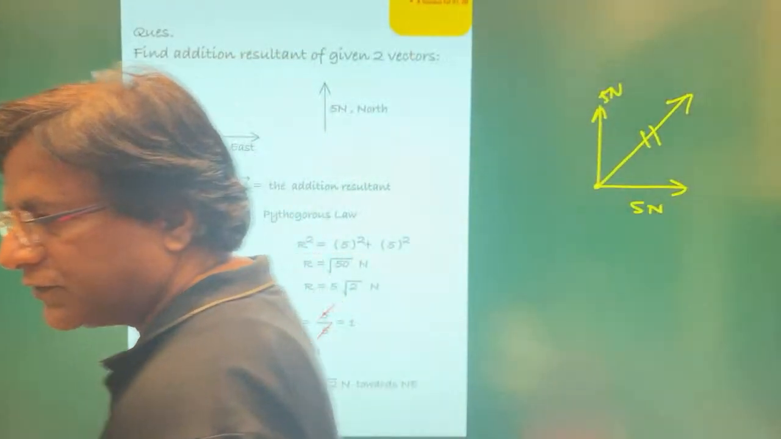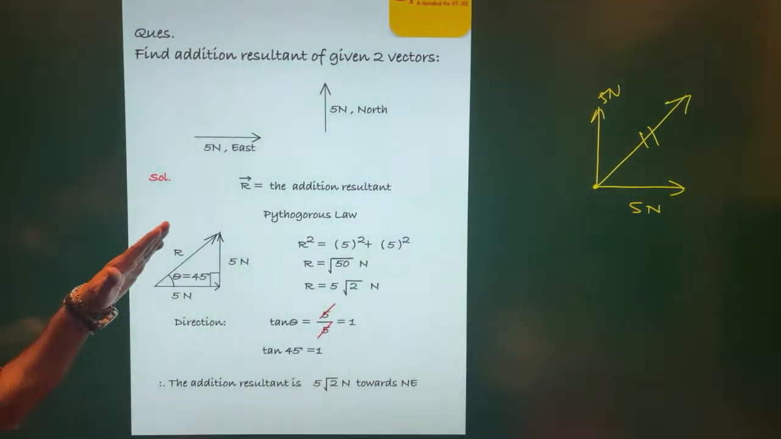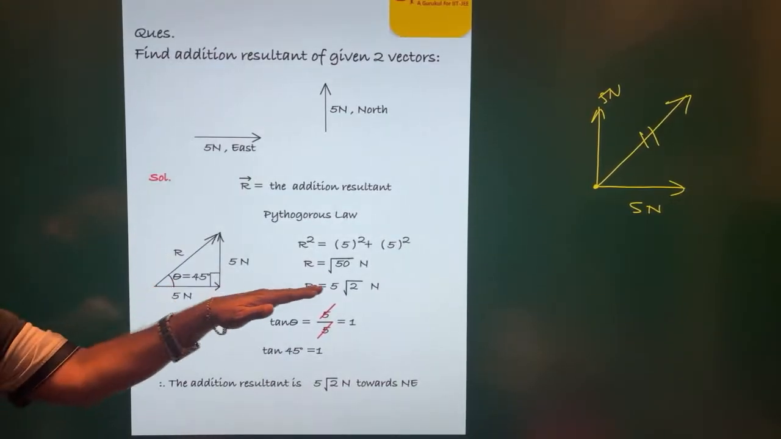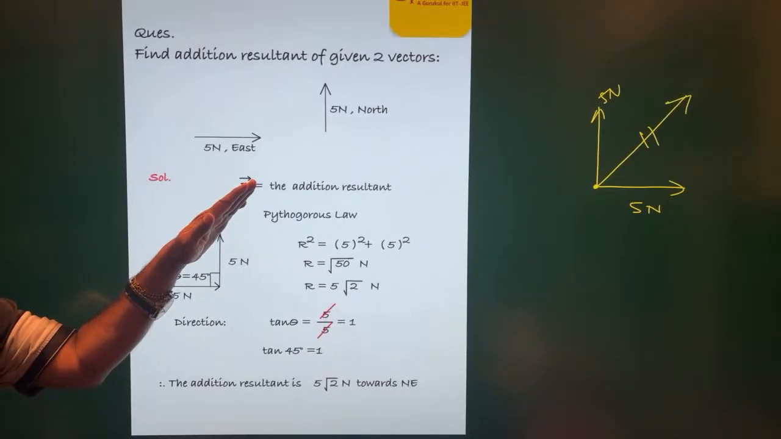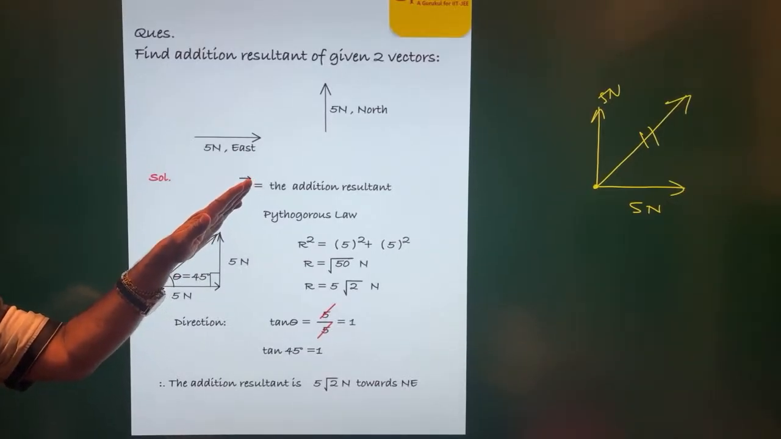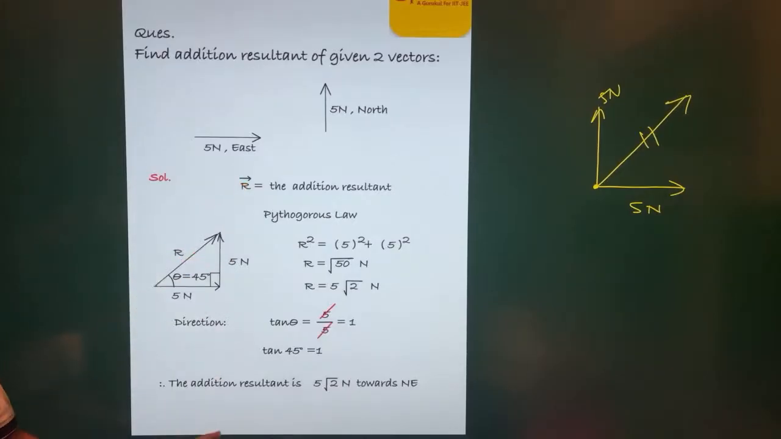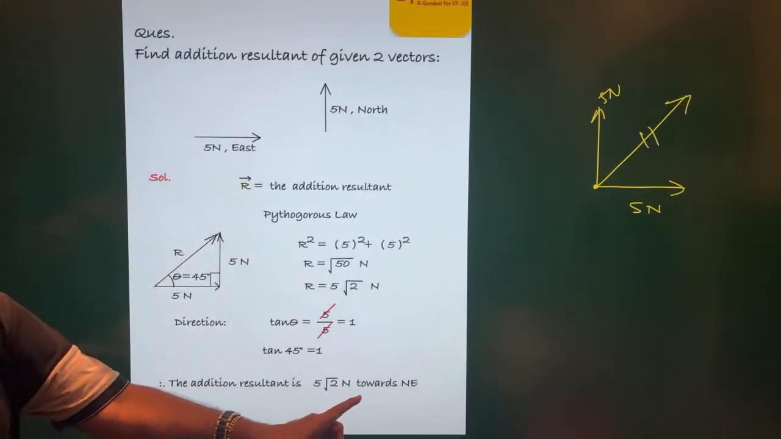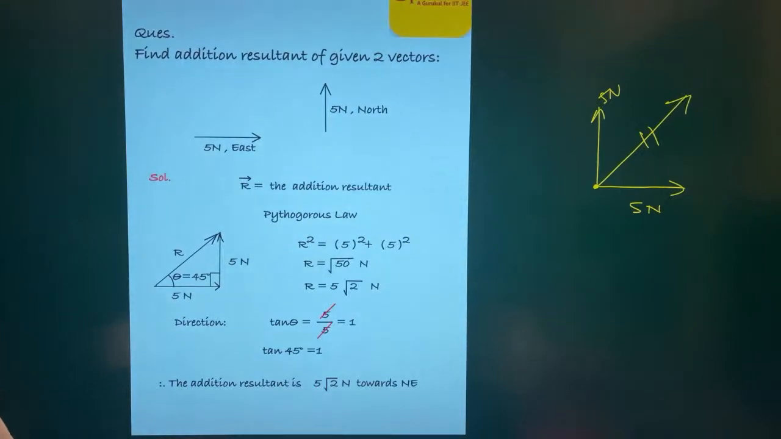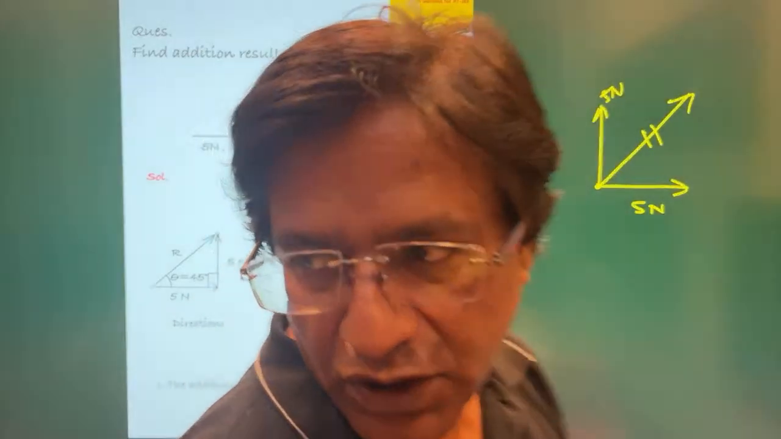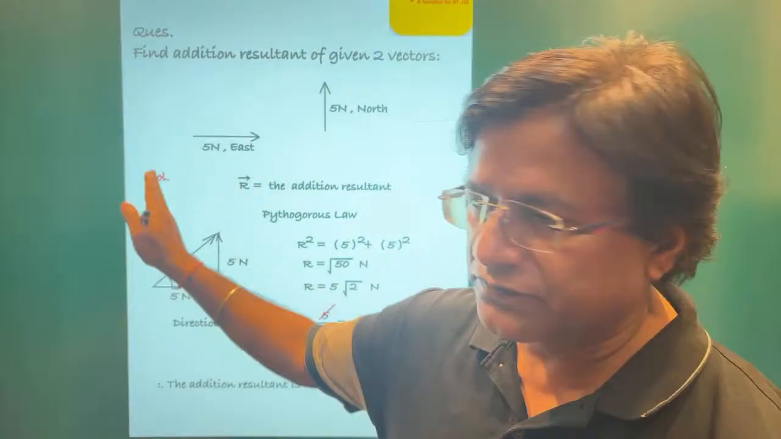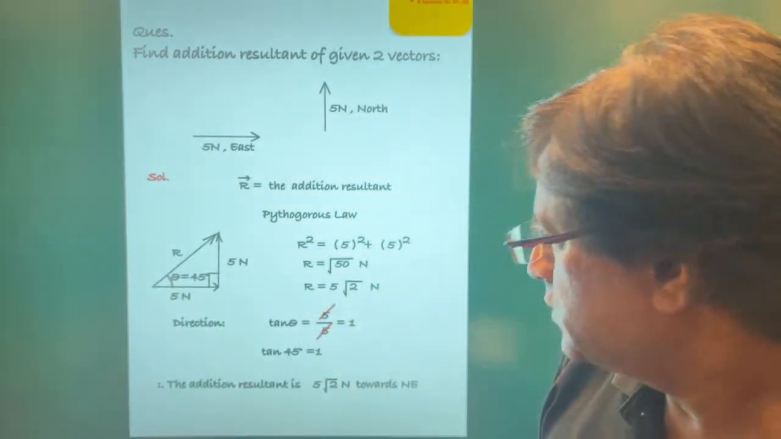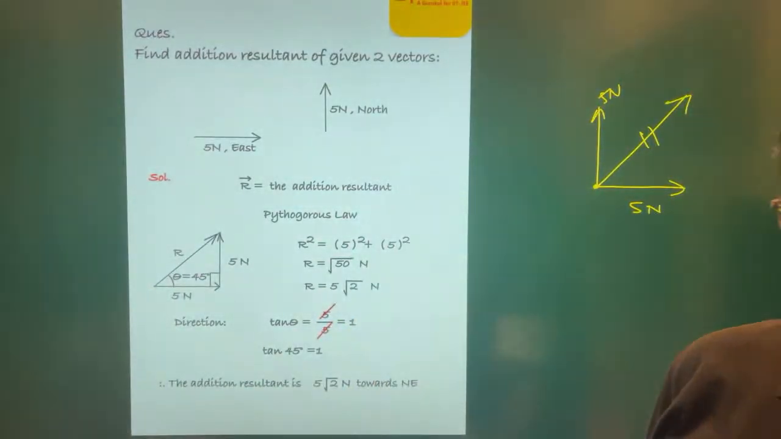That means this angle is 45 degree. That means this resultant is making 45 degree with east direction and 45 degree with north. So what is this direction? Northeast. So the addition resultant is 5 root 2 Newton towards northeast. Clear? Because we are getting 45 degree, and it is making 45 with east and 45 with north, so it is northeast. So this is the addition resultant. Clear?